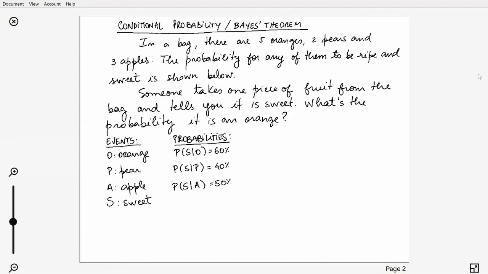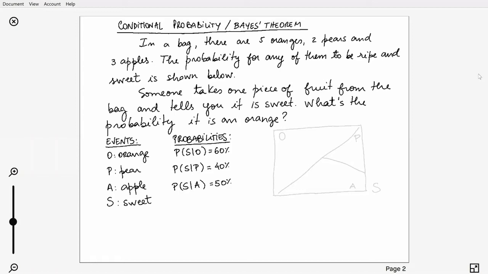According to the Bayes theorem, if we have 10 pieces of fruit in a bag, and according to the description, we know that half of them are oranges. We know that we have 2 pears, and we know that we have also 3 apples. So the Venn diagram will show this way.